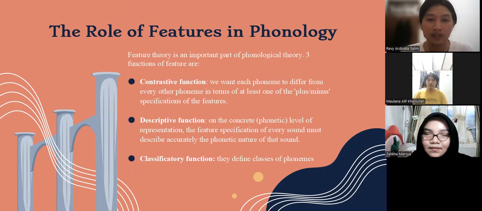Next, feature theory is an important part of phonological theory. Three functions of features are: the constructive function. We want each phoneme to differ from each other phoneme in terms of at least one of the plus or minus specifications of the features. The second one, descriptive function. On the concrete phonetic level of representation, the feature specification of every sound must describe accurately the phonetic nature of the sound. And lastly, classificatory function. They define classes of phonemes.